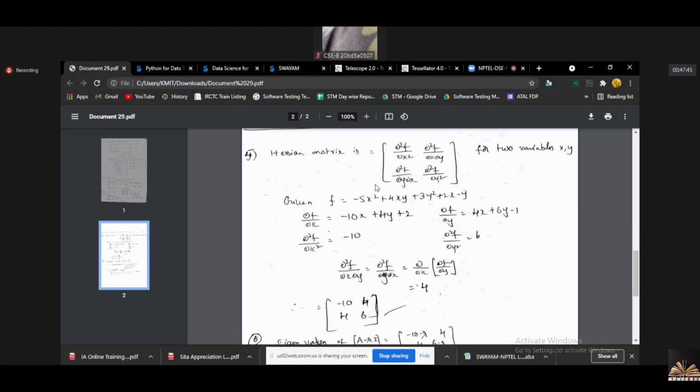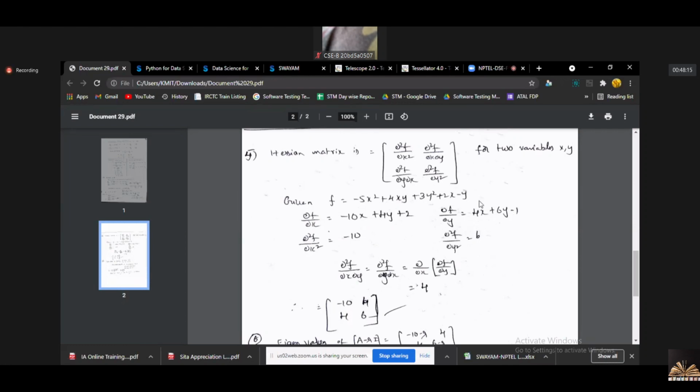First derivative: here y is not there, so y becomes 1, so we will get plus 4x. Now 3y square becomes 2y, so 3 into 2y is 6y. Then here we will not consider this one, minus y becomes minus 1. So from this equation, the first derivative with respect to y, we got this value.